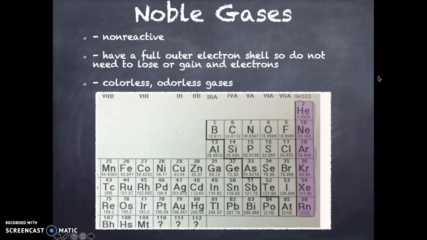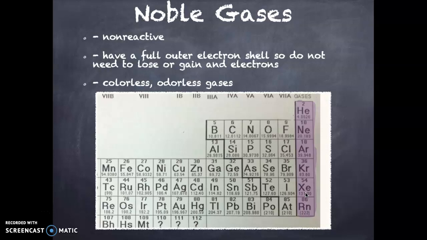And then finally, group 18, we have the noble gases. The noble gases are non-reactive. They are completely full in their outer shell. They do not need to lose or gain any more electrons. And because they are full, they are stable, and therefore they don't react with other elements. They just kind of hang out there.